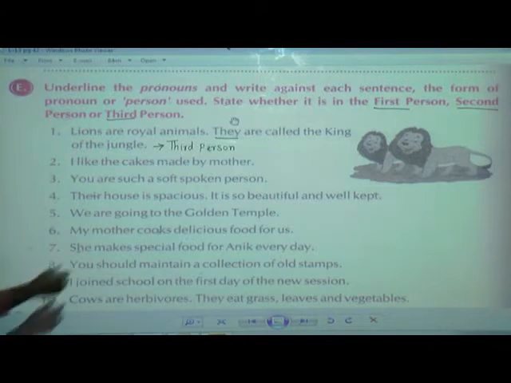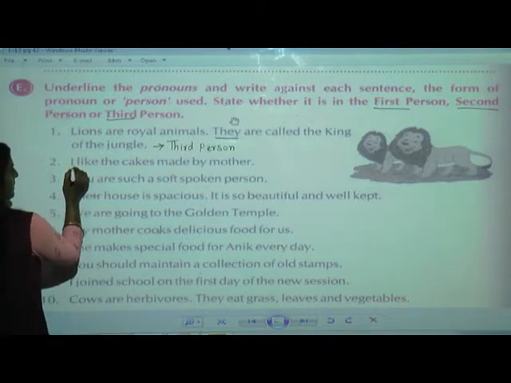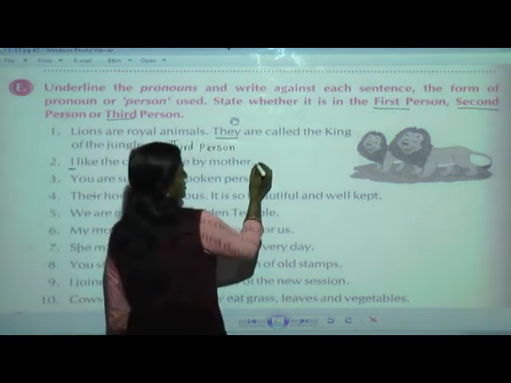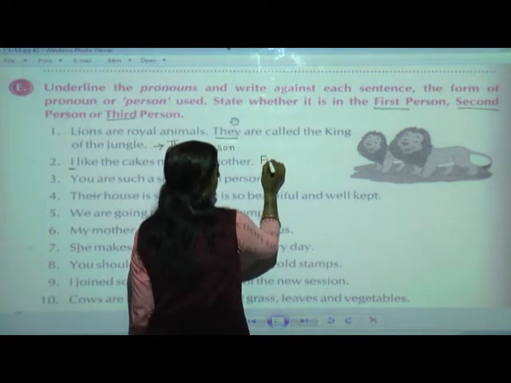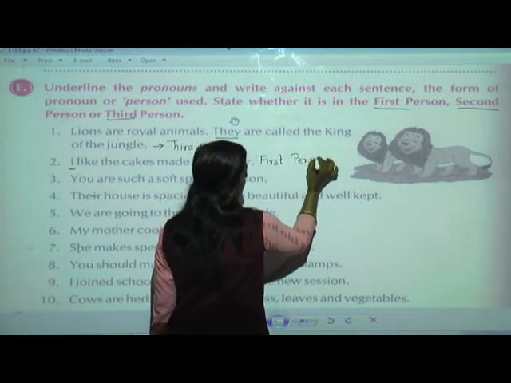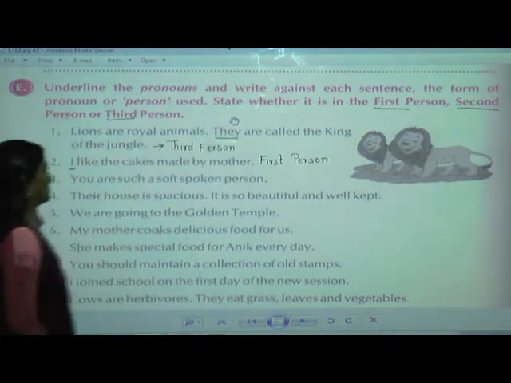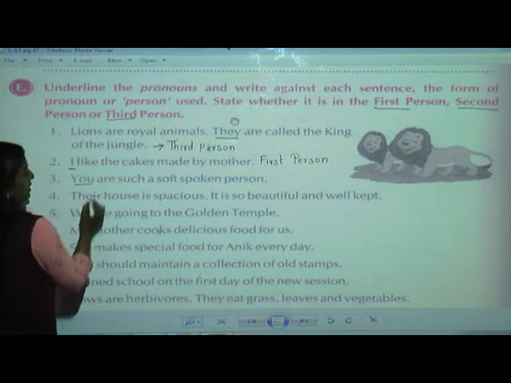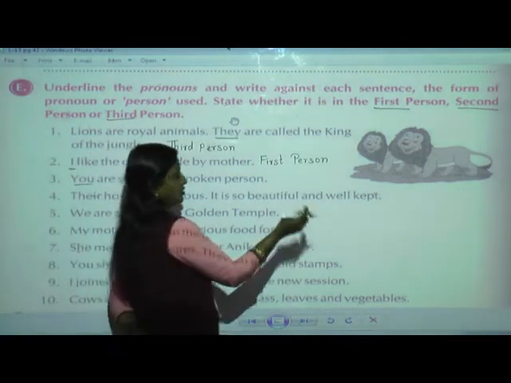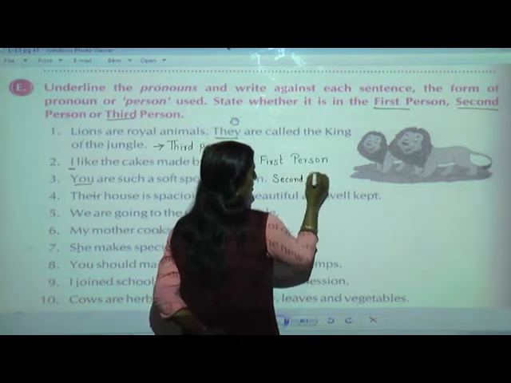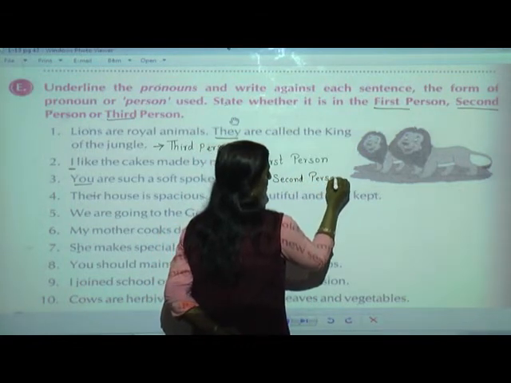Next, I like the cakes made by mother. So what is the pronoun here? I means it is first person. So I will write here first person. Next, you are such a soft spoken person. So you underline, I am telling you. So you is second person, to whom I am speaking.